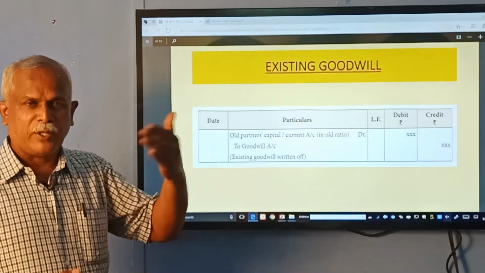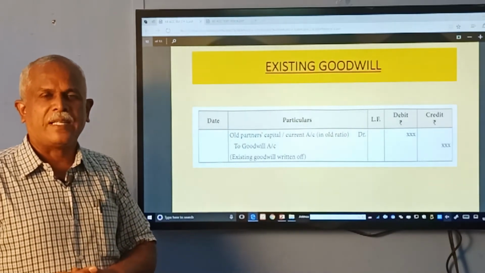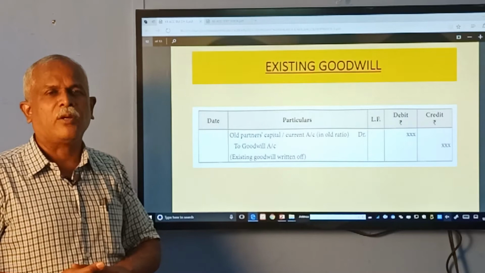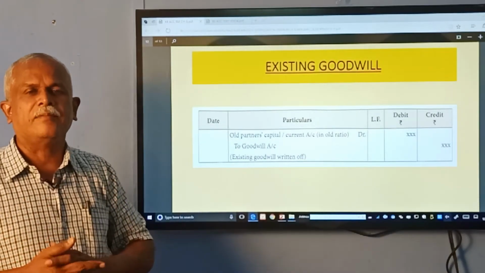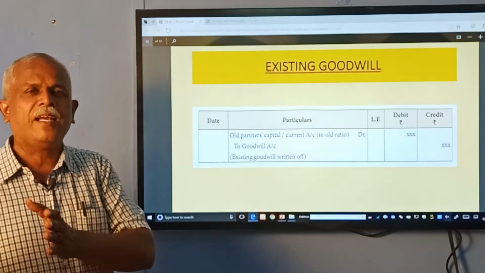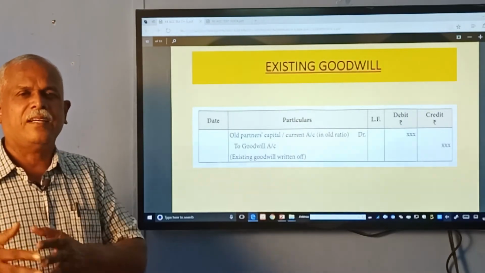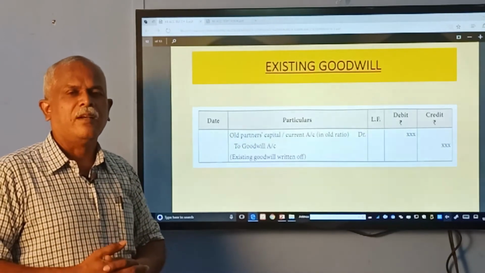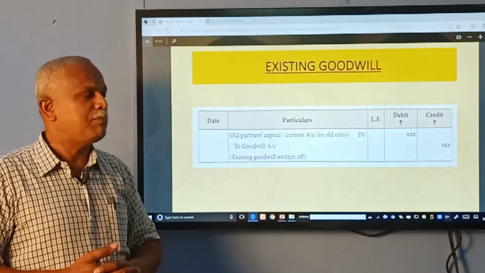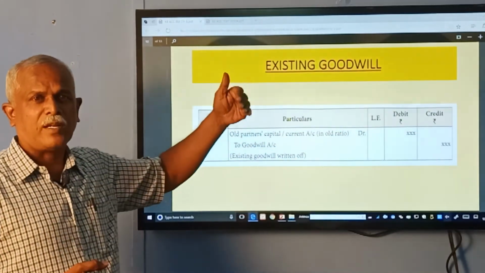Now, after doing all this, we have to prepare the capital accounts of all the partners, adjust their capital, and then prepare a new balance sheet after admission. That is the end of the process of admission of a new partner in a partnership firm. Now, let us have a small revision.